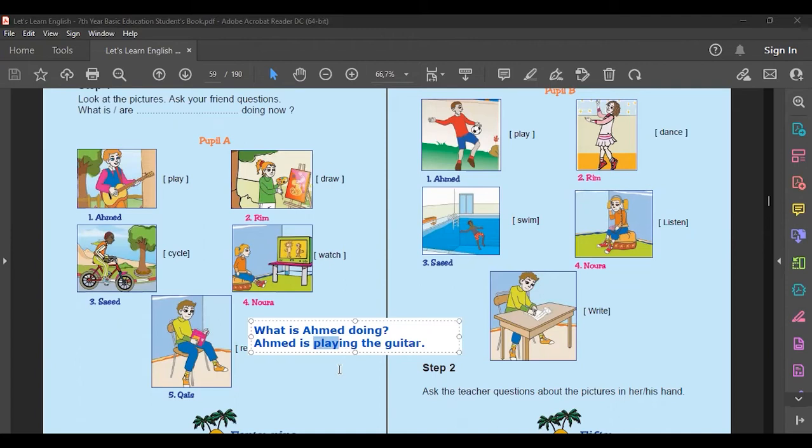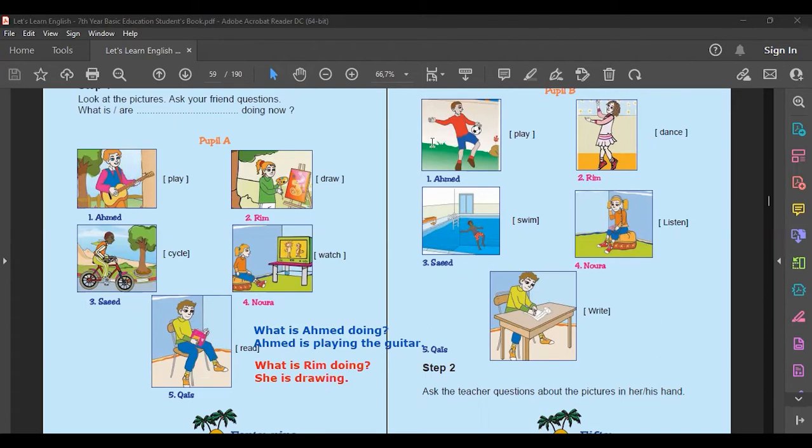This is an example, another example. What is Reem doing? She is drawing. Okay, understood? What is required from you is to complete all of these and always write them for me in the comments below so I can correct them for you as usual. So, what is Saeed doing? He is cycling. What is Noura doing? She is watching cartoons. What is Qais doing? He is reading a book.